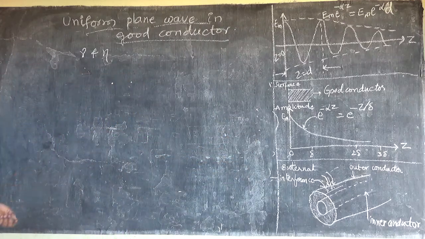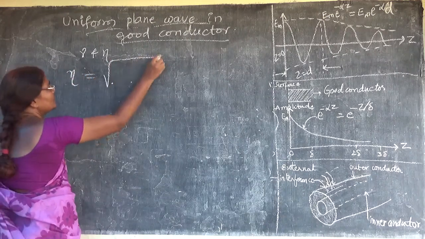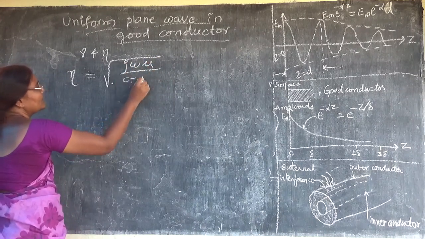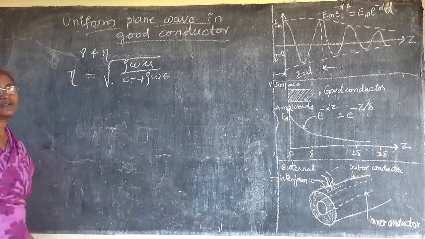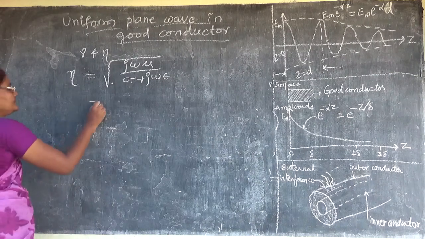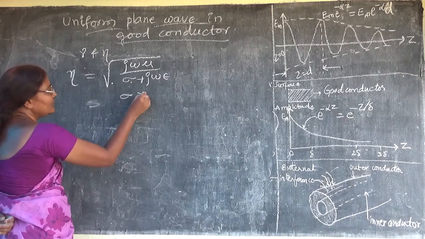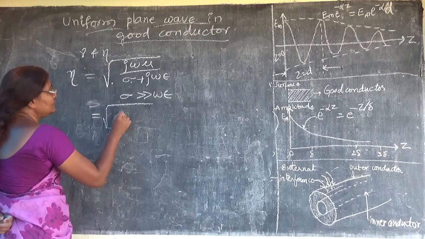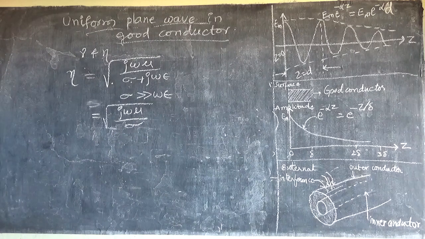So what is the intrinsic impedance? The intrinsic impedance formula is going to be eta is equal to root of j omega mu by sigma plus j omega epsilon. The term in the bracket comes into the division. So already we can apply the same thing. Sigma is very much greater than omega epsilon. So this will become j omega mu by sigma. I can write that, isn't it?